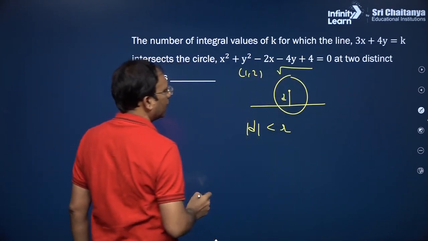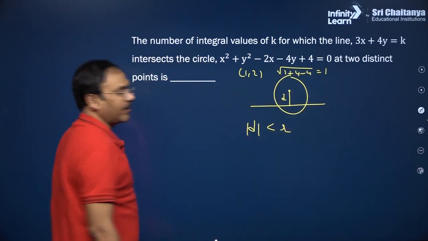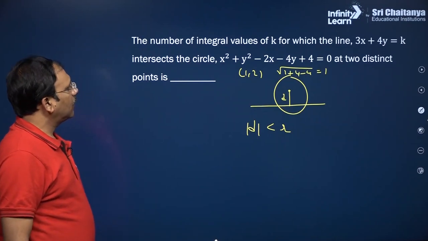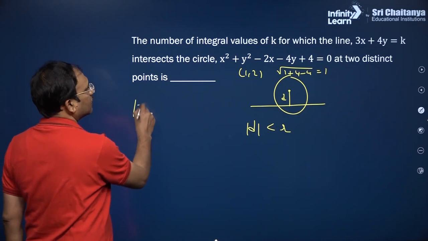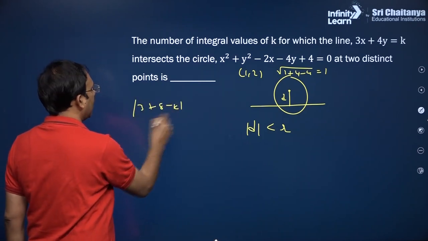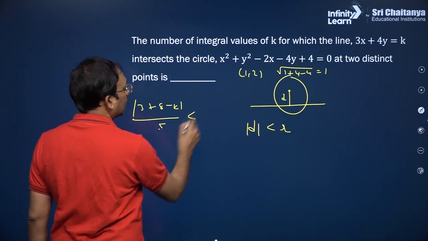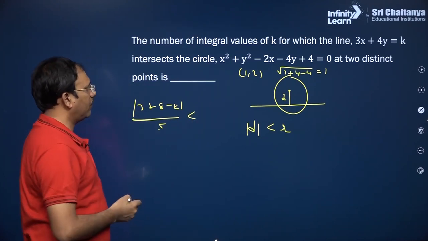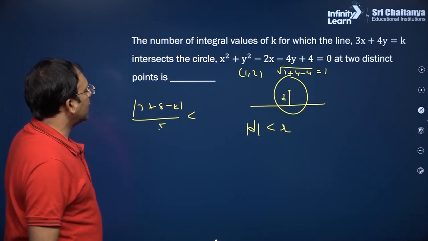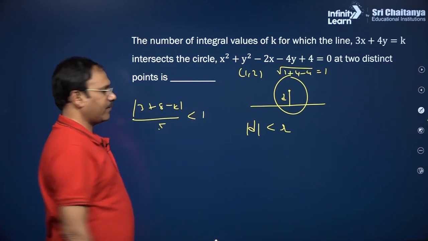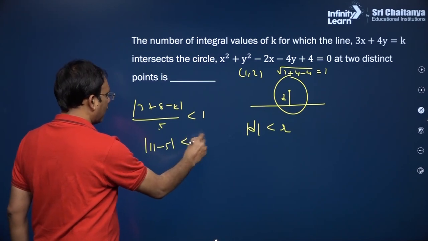Radius here is 1, because 1 plus 4 minus 4 is 1, my dear friends. So the perpendicular distance from the center (1, 2) onto the given line is |3 plus 8 minus k| by 5. D is less than the radius, and the radius of this is going to be 1, my dear friends. So you just need to solve |11 minus k| by 5 less than 5.